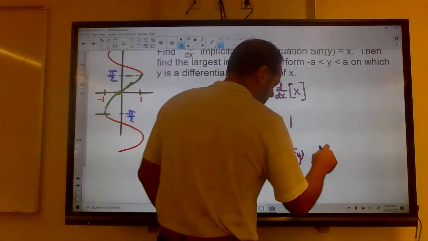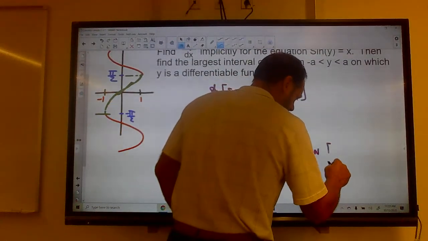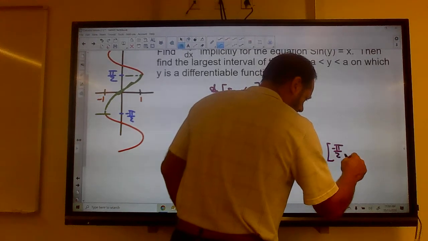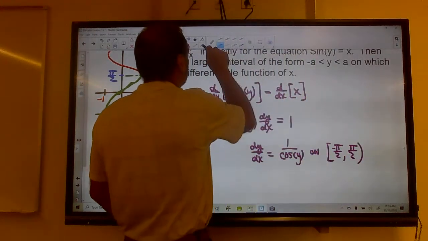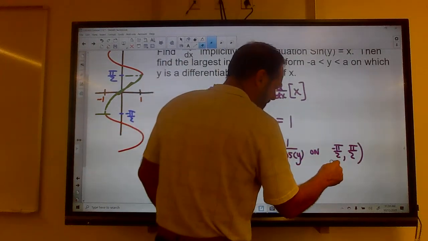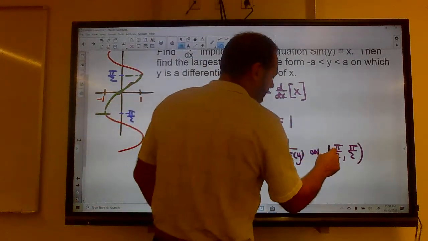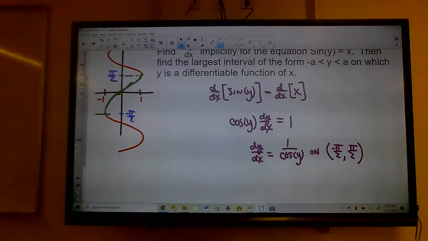And our interval is negative pi over 2, pi over 2. Actually, this should be open intervals. I get in the habit of writing the closed interval all the time. Okay, moving on.